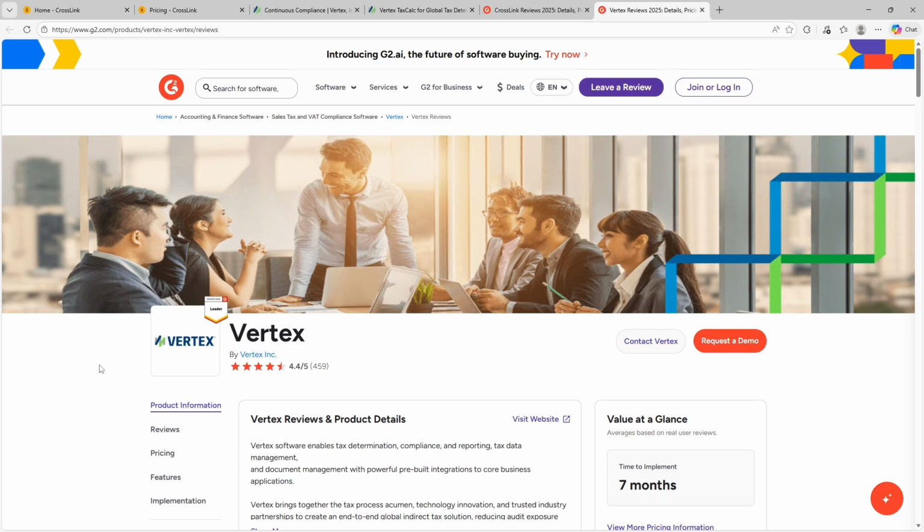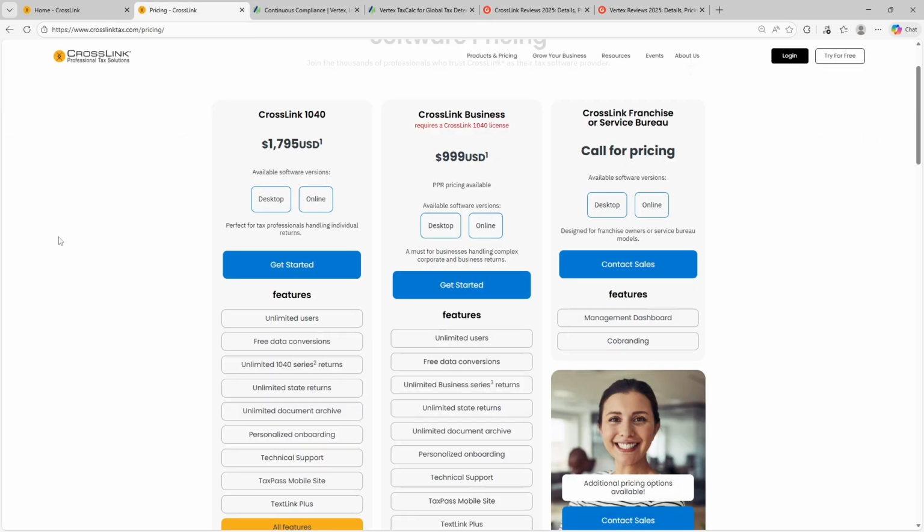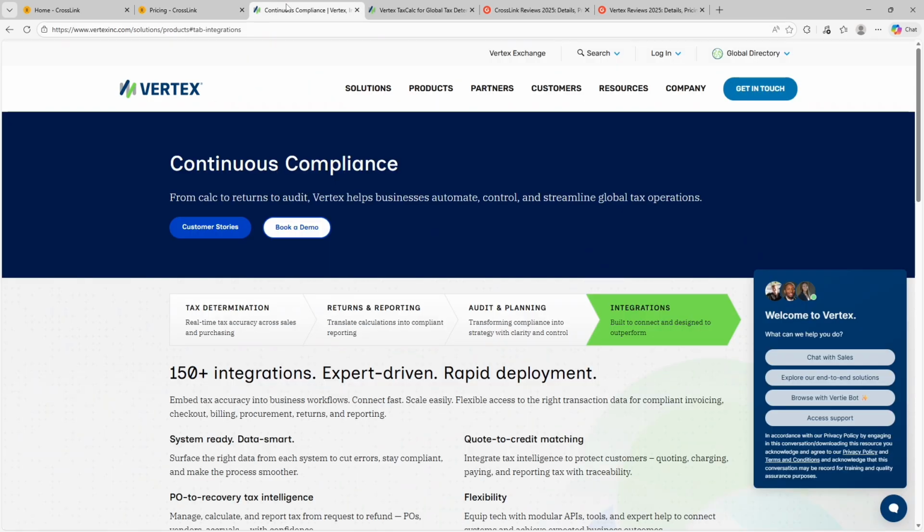So here's the real takeaway. If you run a tax prep firm focused on individual and business returns, and you want predictable pricing, fast workflows, and minimal overhead, CrossLink is the practical choice. If you operate a large business handling complex, multi-state, or global tax obligations and need real-time automation at scale, Vertex is built for that level of compliance.